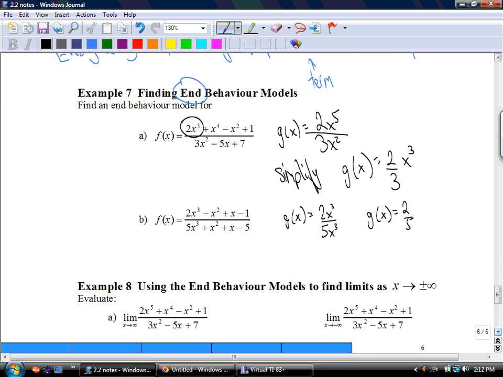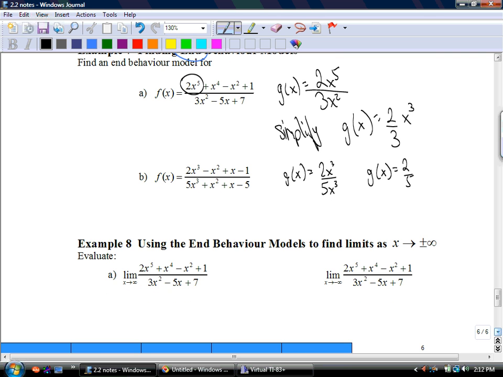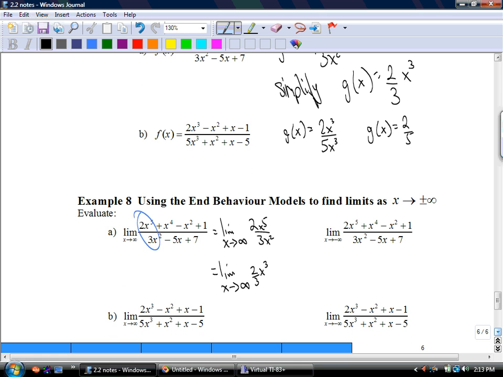Okay, so how do we do this to find limits? Well, what's the end behavior model? 2x to the fifth divided by 3x squared, is it not? Okay, simplify that. Over 3x cubed. Okay, what's infinity cubed? Infinity times 2/3? Still infinity.